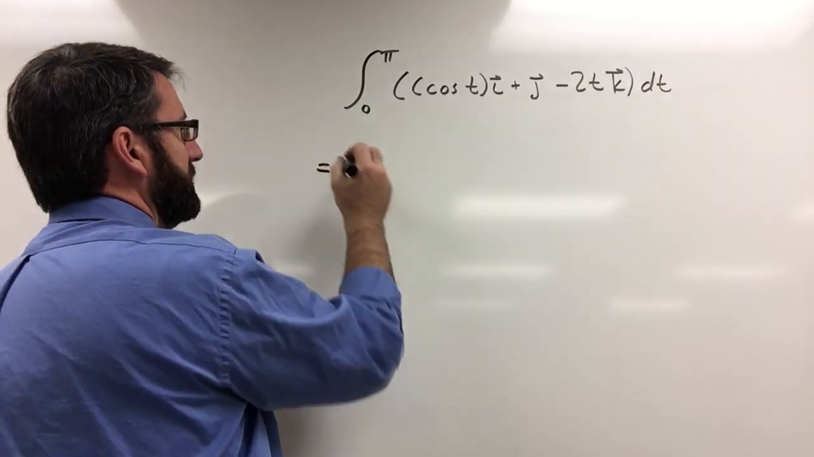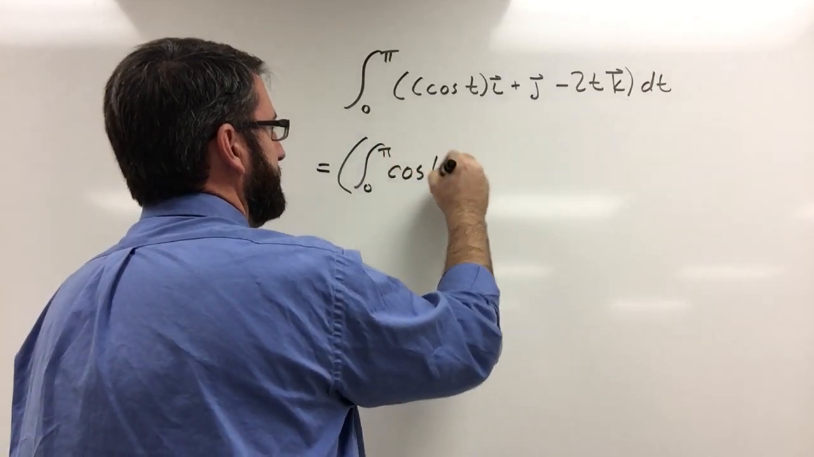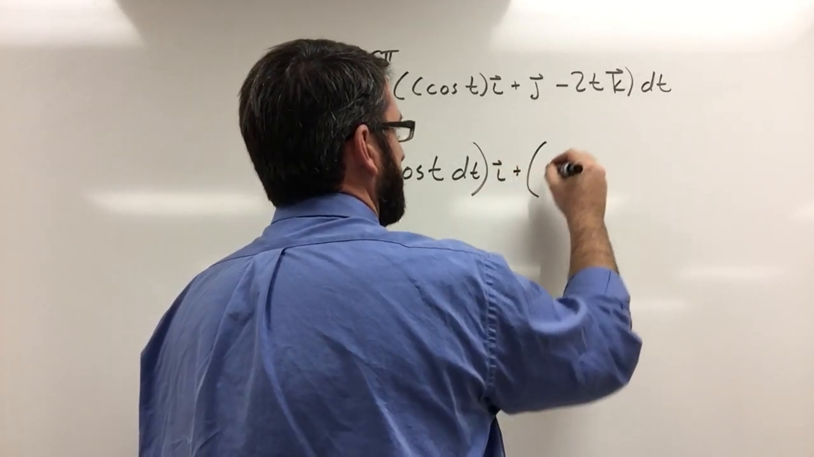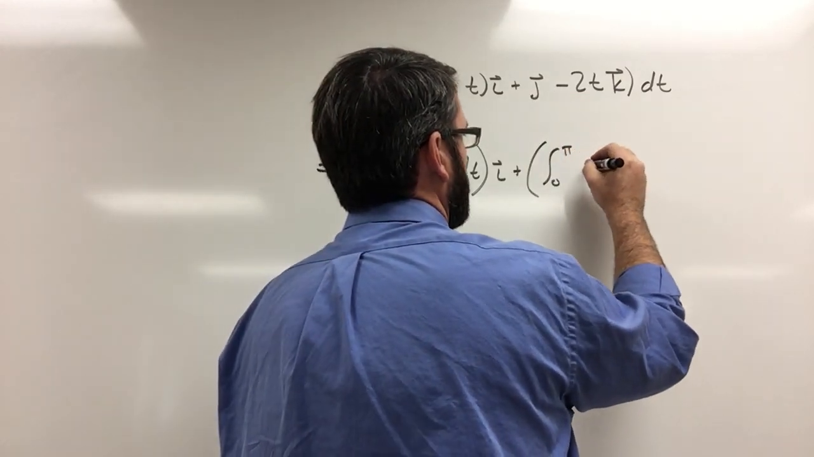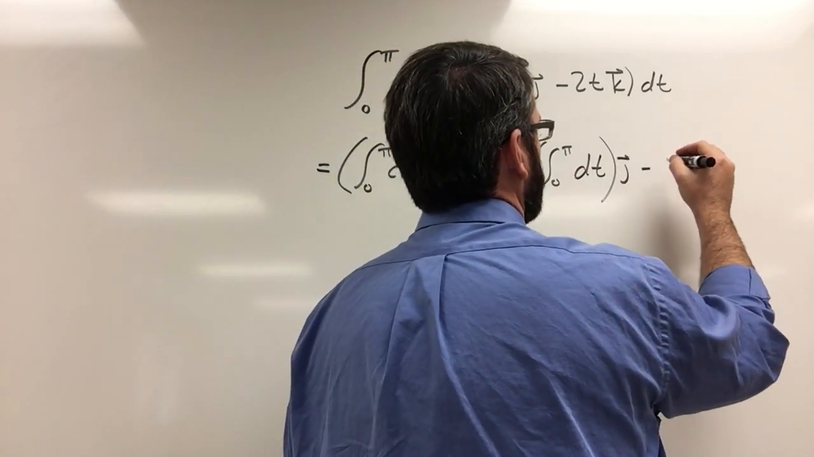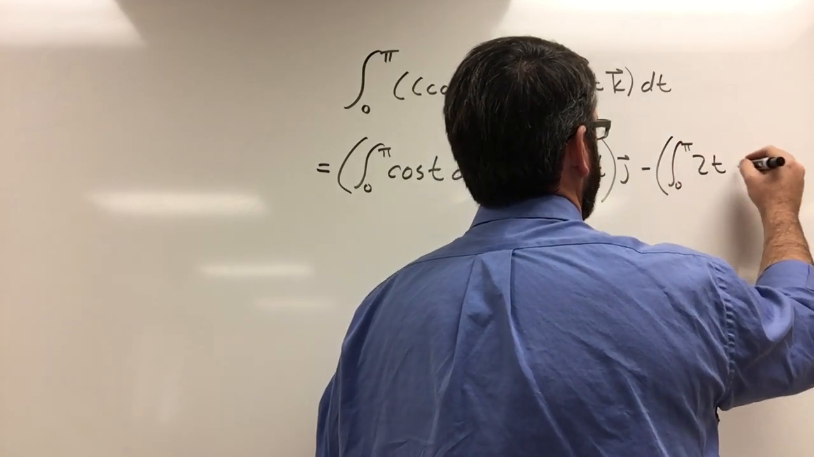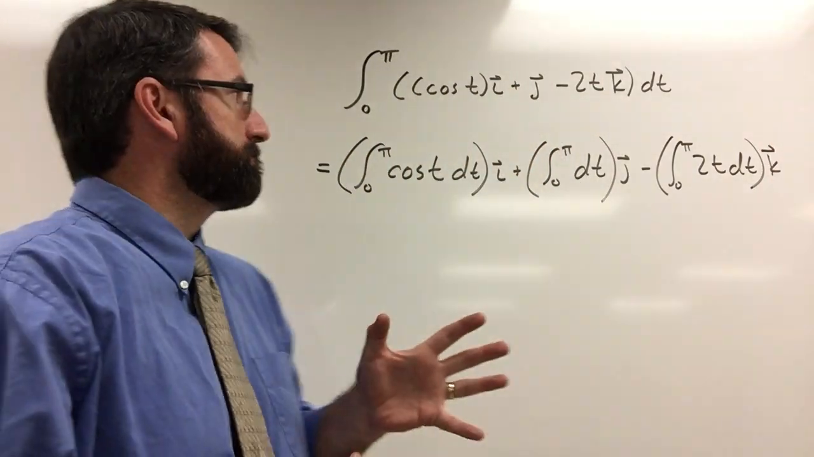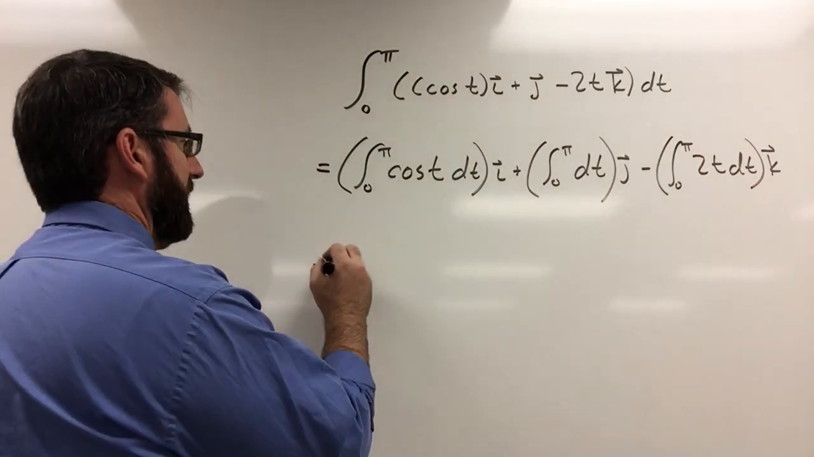So this is going to be equal to the integral from 0 to pi of cosine t dt times i, plus the integral from 0 to pi of 1 dt times j, minus the integral from 0 to pi of 2t dt times k. And now we just integrate each of these components and we'll be done.